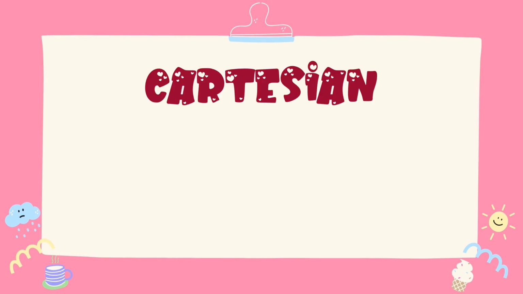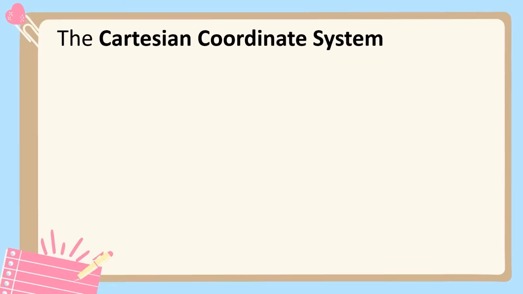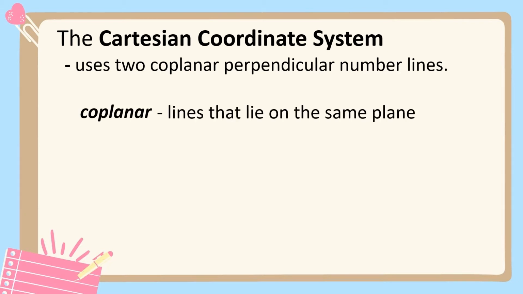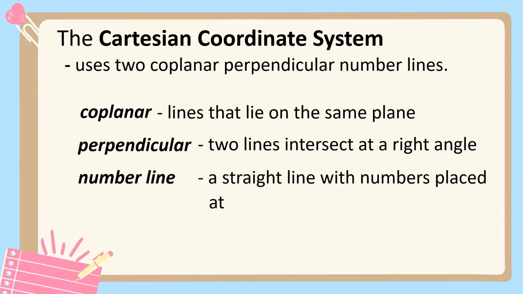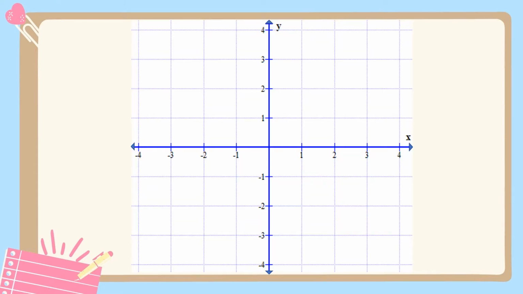We will have first the Cartesian Coordinate System. The Cartesian Coordinate System uses two coplanar perpendicular number lines. When we say coplanar lines, these are lines that lie on the same plane. Perpendicular lines are two lines that intersect at a right angle. And a number line is a straight line with numbers placed at equal intervals or segments along its length. So this is how it looks like.